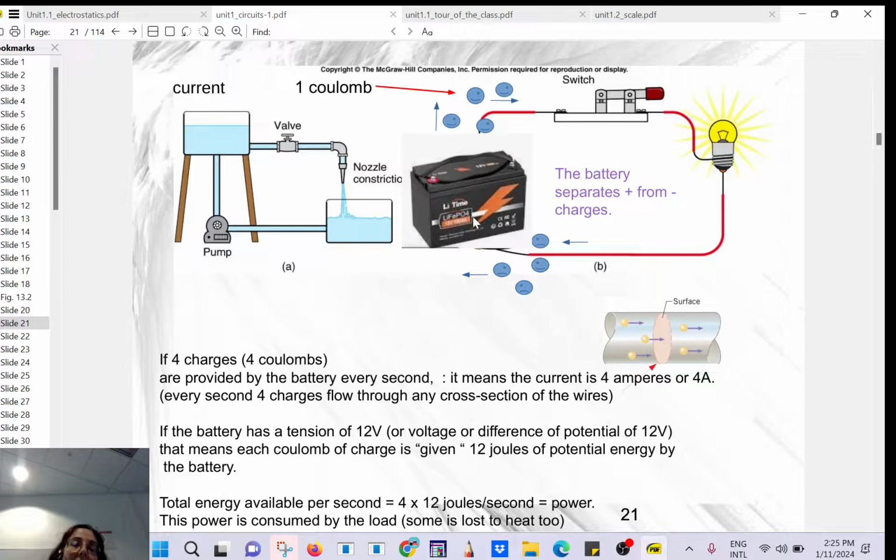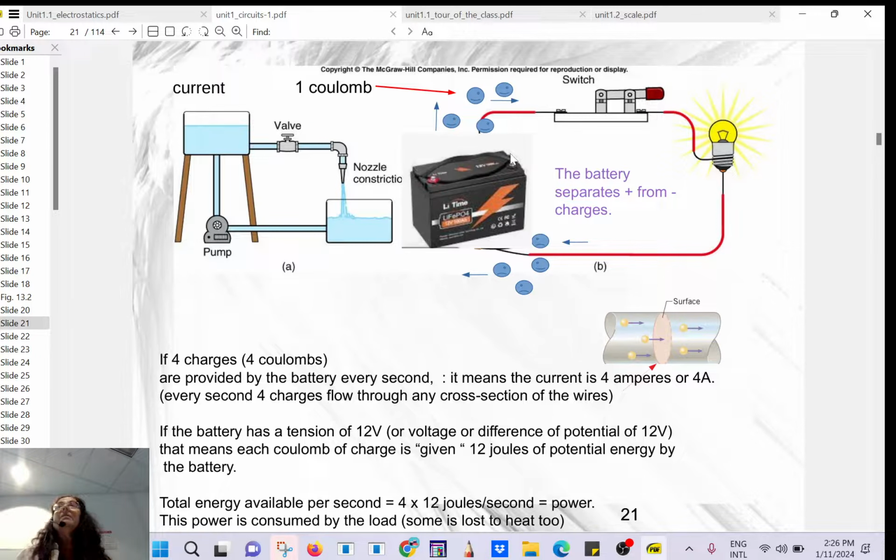So here, for example, again, I have my car battery. So it's 12 volt, so 12 joule per coulomb. Let's say I have 4 coulombs every second. That means the current will be 4 amp. Every single one is holding 12 joule. So every second, how many joules are there available? 48, very good. So that will be the power energy available every second, produced and then consumed.